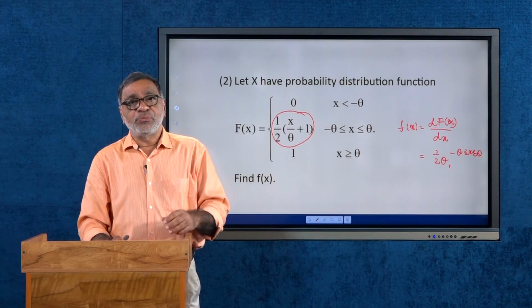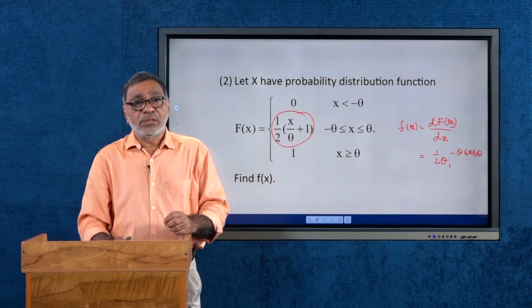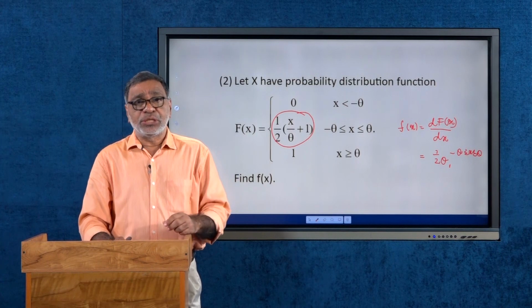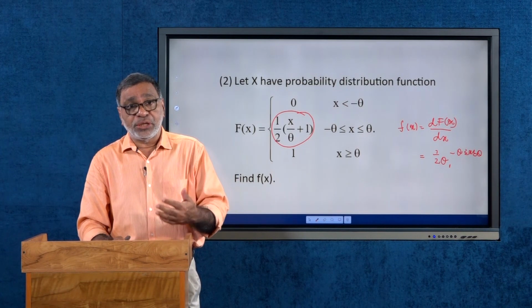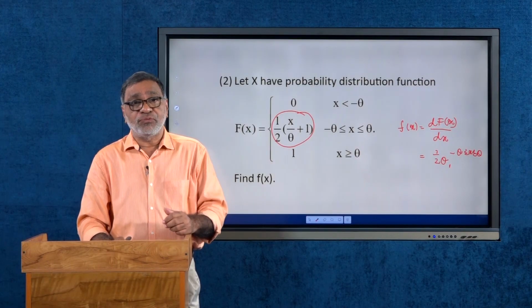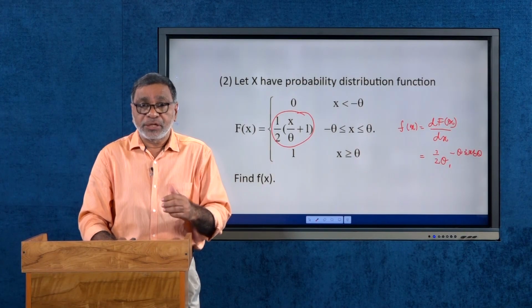So in the next module we are going to discuss some important special distributions and their mathematical expectations, variance, moments, moment generating function, etc. So we wind up this session.